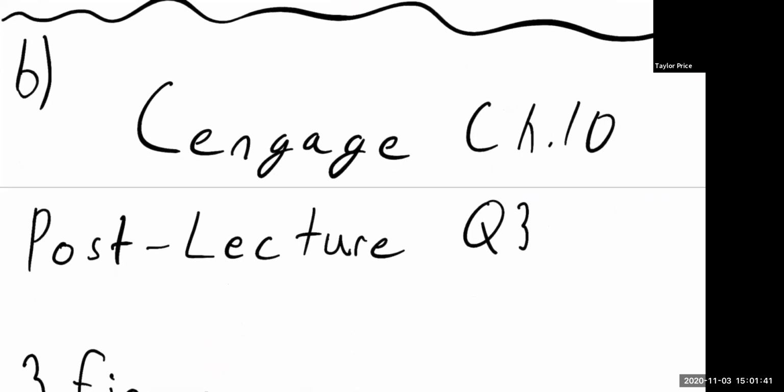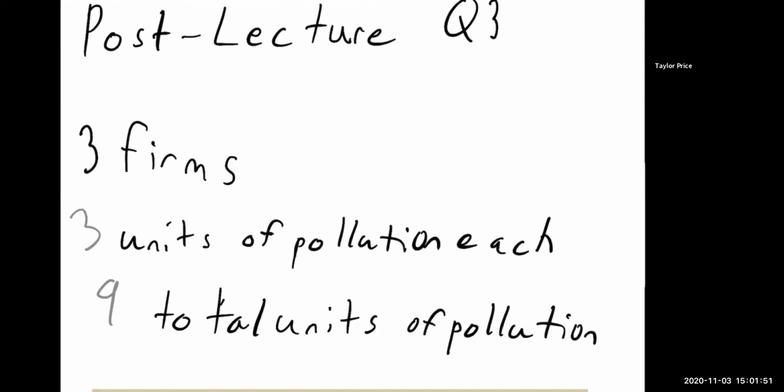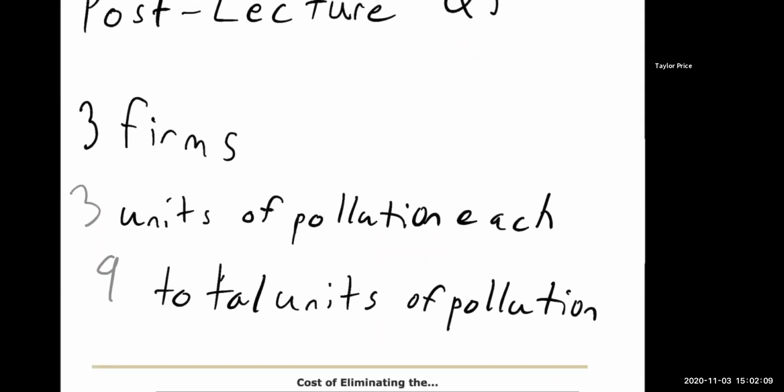Okay, so the next question was about a question on the chapter 10 post-lecture quiz. This question was getting at the mechanisms of a market and how different the impact is between a command and control policy and a market-based policy. So in this case, you have three firms. They produce 3 units of pollution each, and they have 9 total units of pollution.